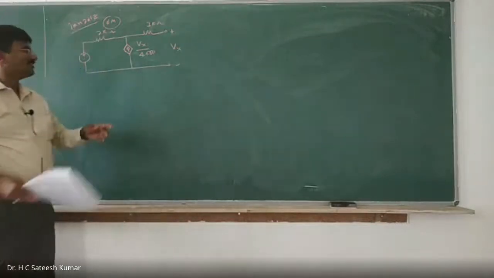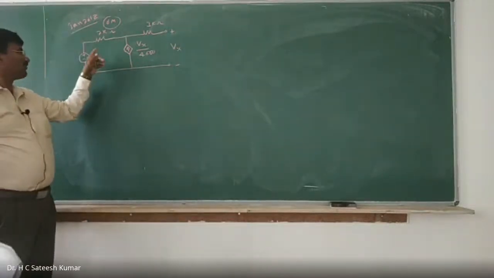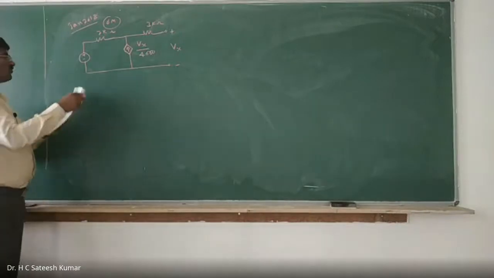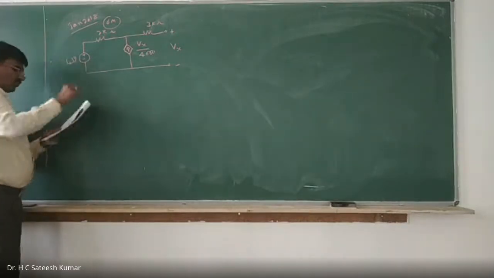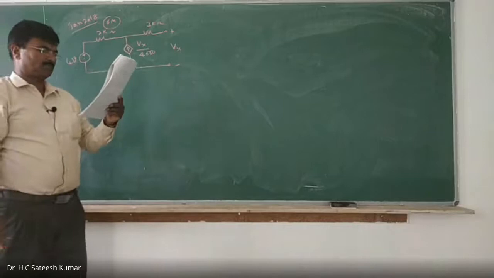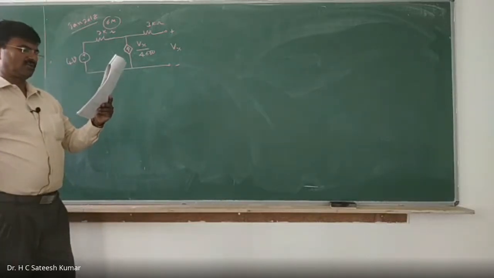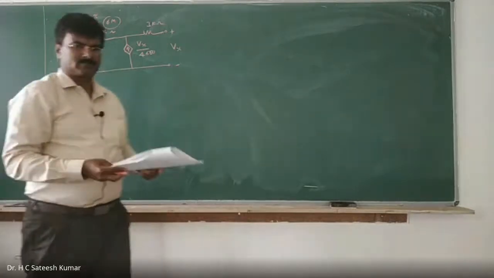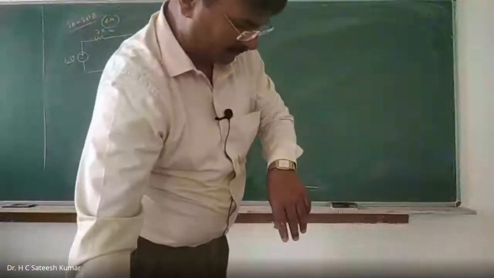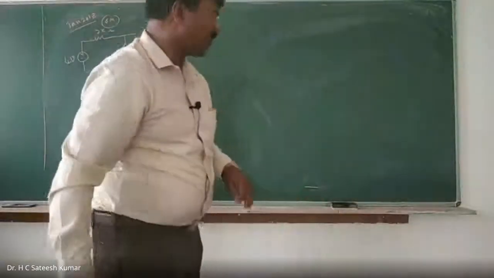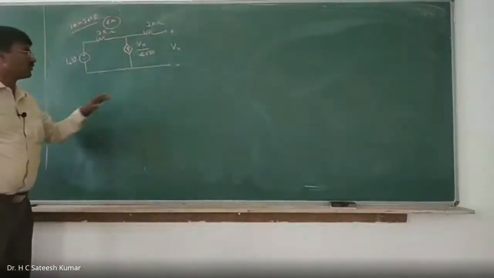This is a different kind of problem. Carefully observe this one. 4 volts. This is repeated around 3 or 4 times in the examination. Okay, right. Obtain the Thevenin's equivalent for the network shown in figure. That is the question. Observe carefully, this is a different kind of question.